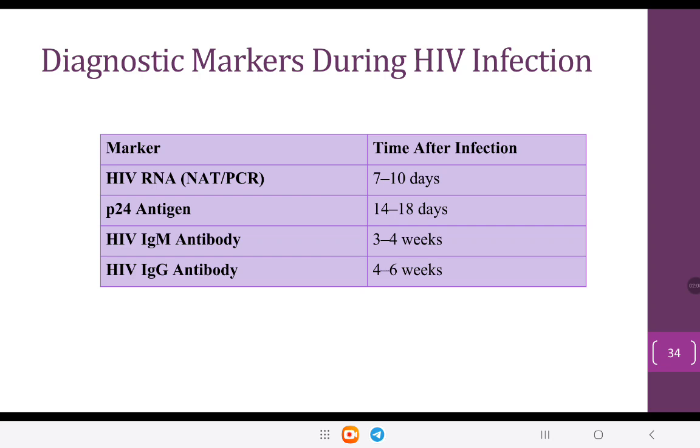The window period is the time between an HIV infection and detectable laboratory markers in the sample of the patient. In the first infection, we find the HIV RNA 7 to 10 days after infection, and the p24 antigen at 14 to 18 days, which is used in the fourth generation immunoassay. HIV IgM antibody is found 3 to 4 weeks after the infection, and HIV IgG antibody after 4 to 6 weeks of the infection.